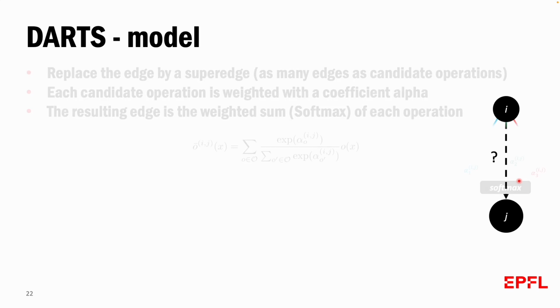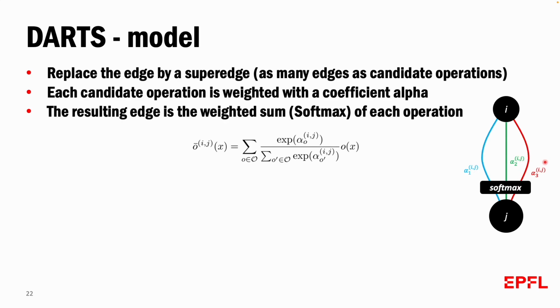So let's consider in our neural network we have two nodes at the beginning, one node i and one node j, and we don't know which operation we should apply to node i. We have a set of candidate operations made of three operations, and the first thing we're going to do in DARTS is to replace this edge with a question mark by a super edge made of parallel edges. So three edges in parallel, one for each operation.